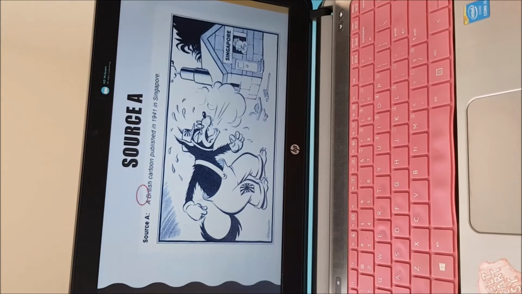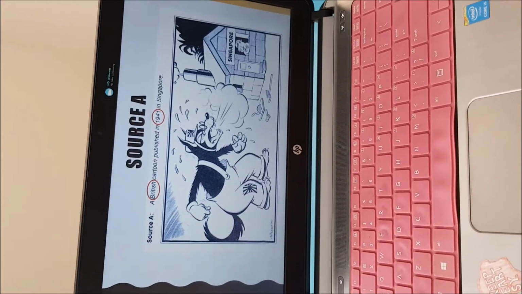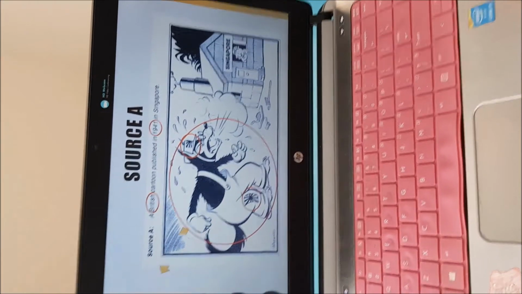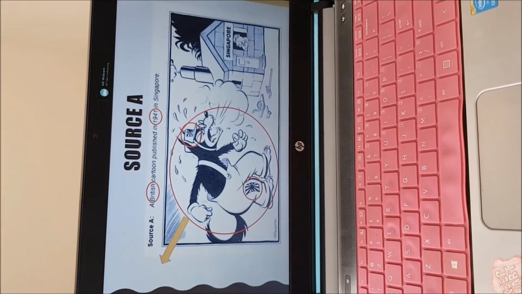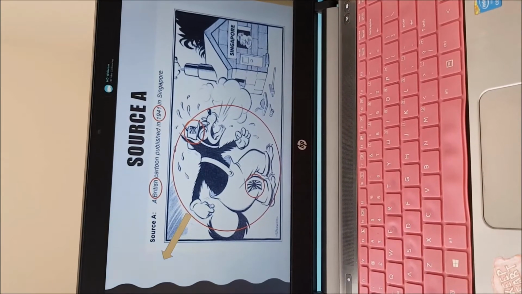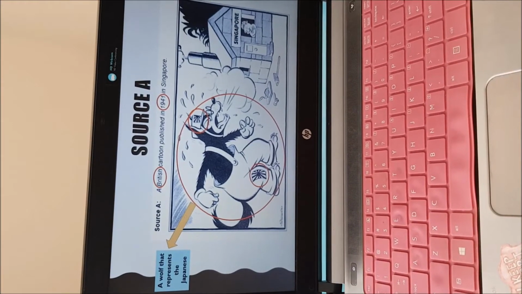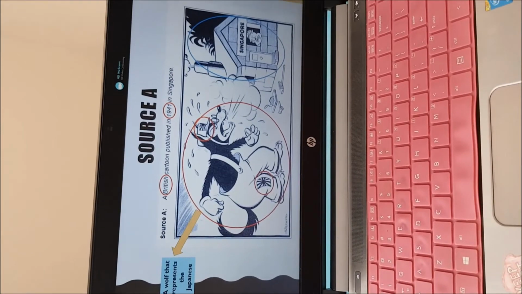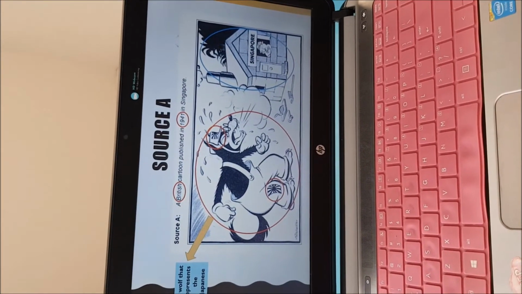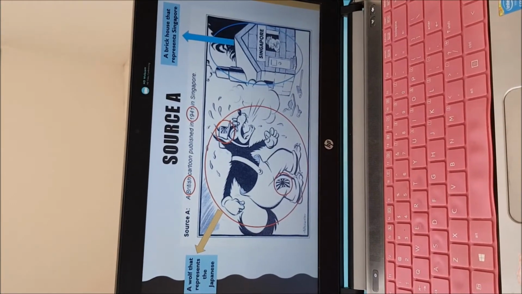It's British is the author of the source. Next, 1941 is the year that it was produced. Then, the wolf itself. What does the wolf represent? As you can see, there are flags, the Japanese flags on the knee and the cap of the wolf. So, the wolf is representing the Japanese. Next, the house. It is a brick house, alright, with the little pig staying inside. So, this means that the brick house represents Singapore.